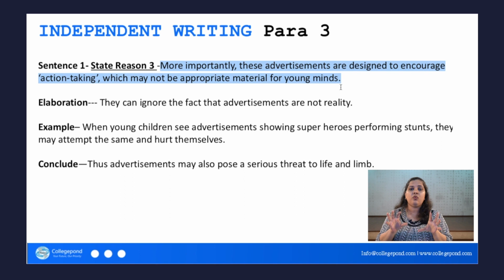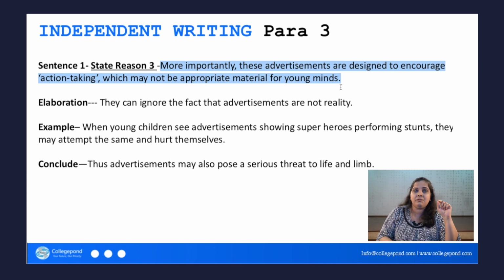When children watch these advertisements, they don't have any understanding of the fact that they have to take those actions only if they want the product. Sometimes it may so happen that they're not interested in the product, but the advertisement is so enticing and so captivating that they try to take the actions that they see on television.